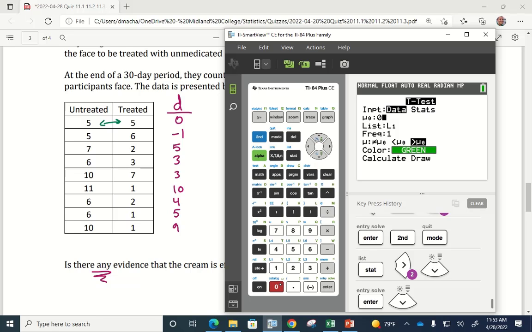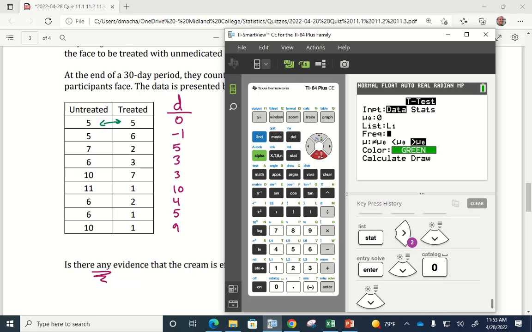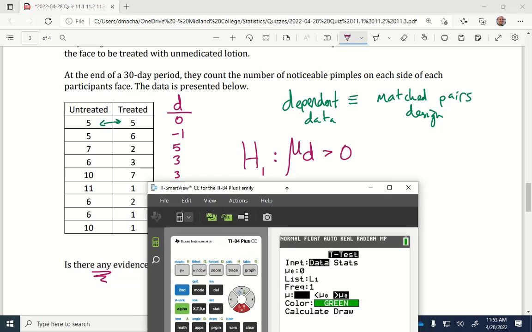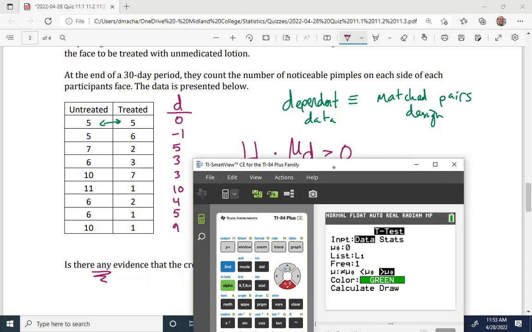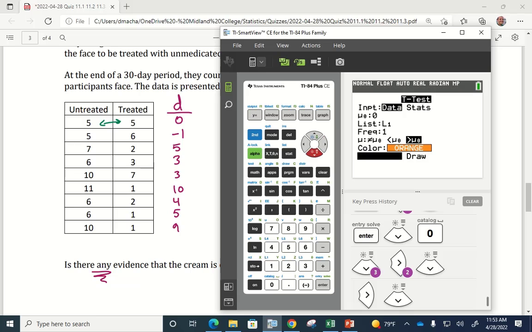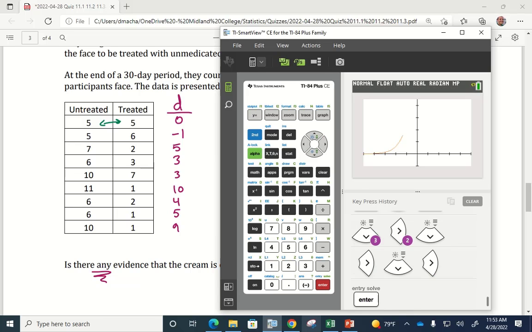So my mu naught is going to be 0 in this case. I've already got my data in my list. Frequency is 1. My hypothesis is that my population mean is greater than 0, so I'll say my population mean is greater than mu naught, since I told my calculator mu naught would be 0. Let's make this orange and then draw it.